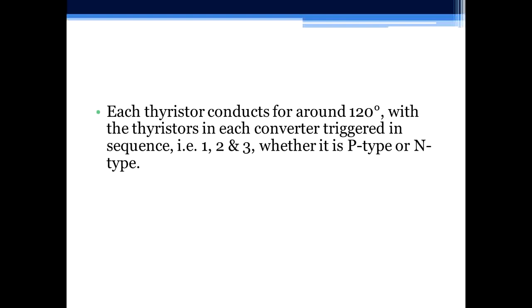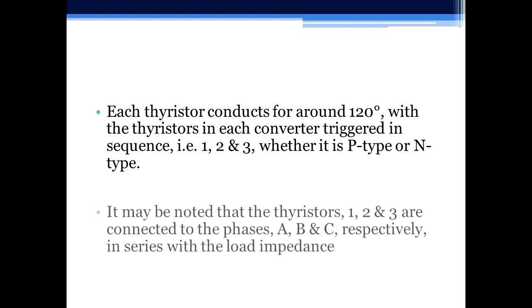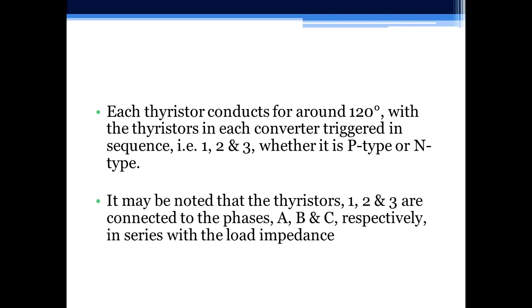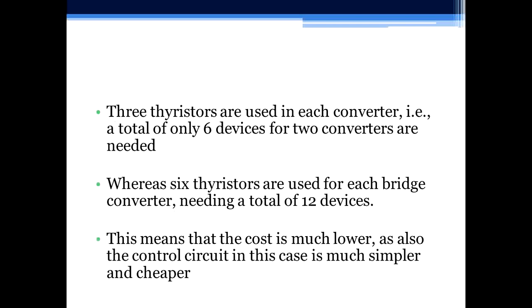Each thyristor here conducts for 120 degree. These converters are named P type converter and N type converter. They are also called converter 1 and converter 2. It may be noted that thyristors 1, 2, 3 are connected to phases A, B, C respectively in series with the load. The ripple frequency is 150 Hz. Here the half-wave control rectifier has a ripple frequency of 3 times Fs.